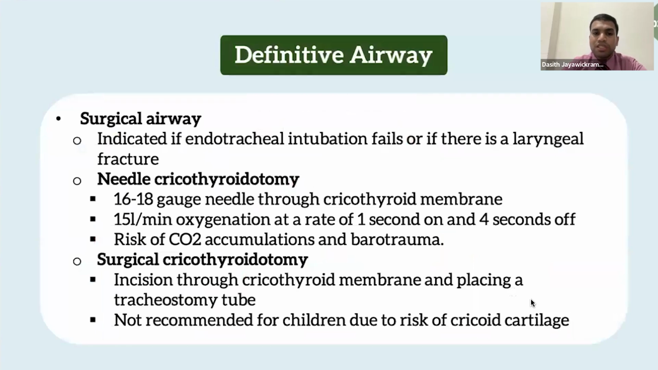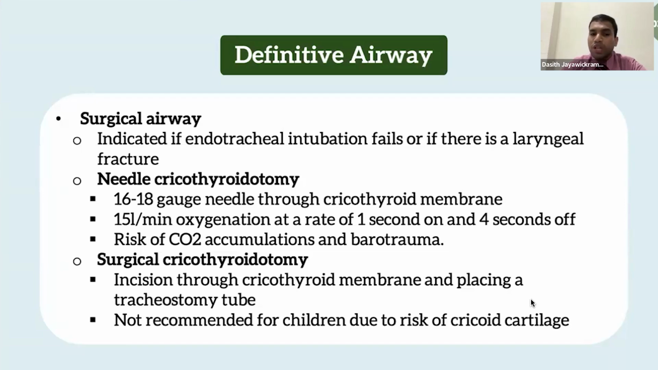Okay. So what is a surgical airway? If endotracheal intubation fails, or if there's a laryngeal fracture, then a surgical airway is indicated. There are 2 types of surgical airways: elective and emergency. In trauma patients like this one, we do emergency surgical airways. Emergency surgical airways can be divided into 2 types: needle cricothyroidotomy and surgical cricothyroidotomy.